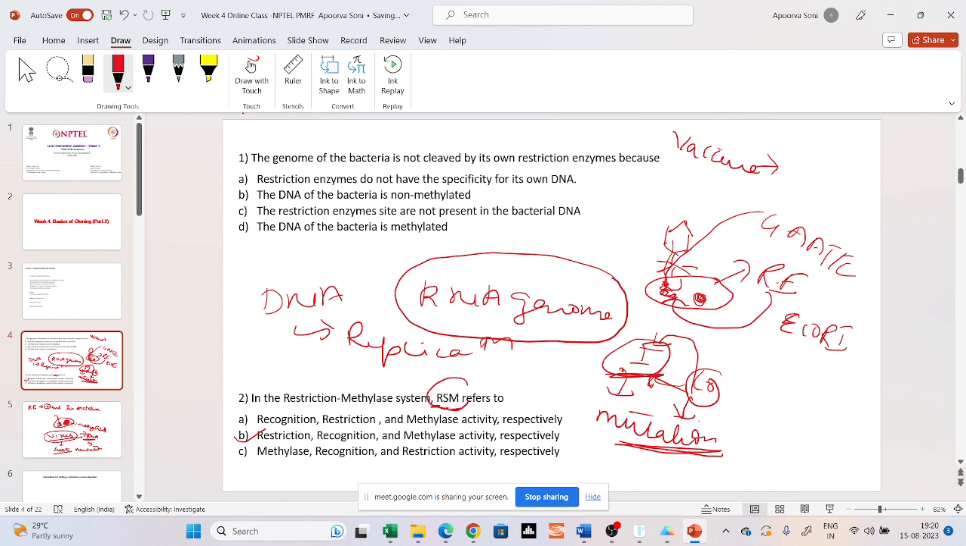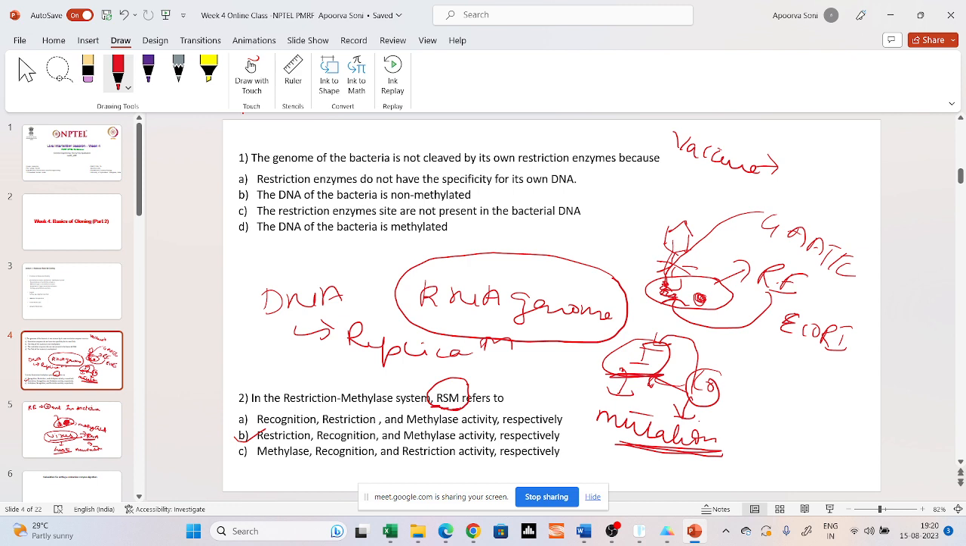Ma'am, so first it restricts, then it recognizes? No, no. RSM does not define the sequence of the activity which happens in bacteria. First it recognizes, then it sees whether it has to methylate or not, then it restricts, then it cuts. In general we say RSM, but it doesn't mean that this is the sequence of the activity that a bacterium does.